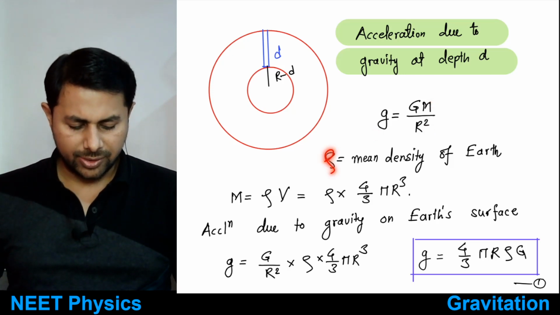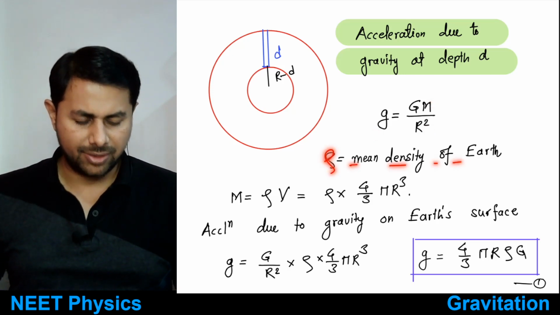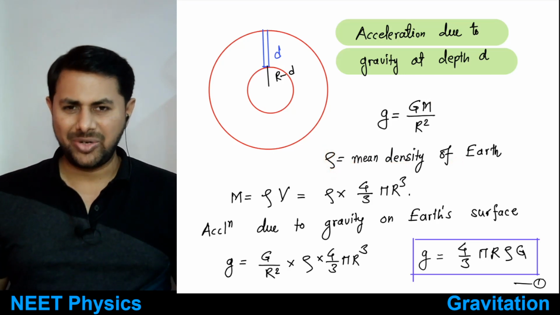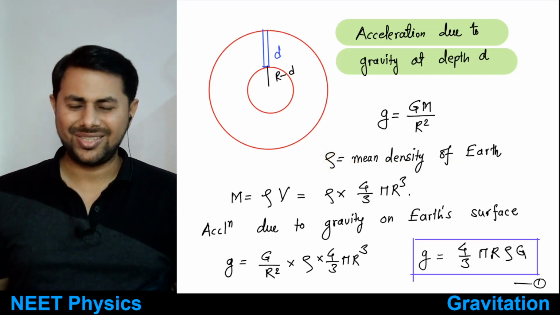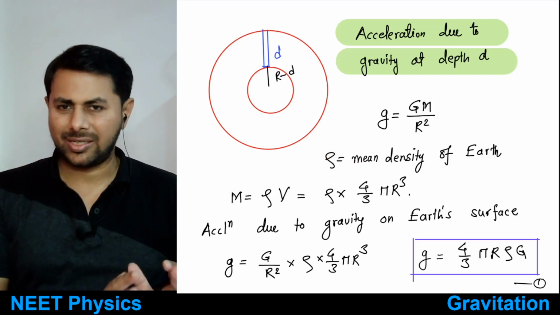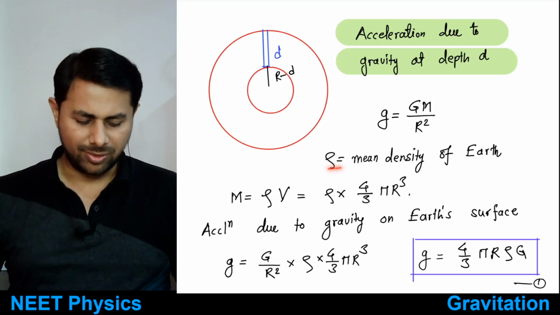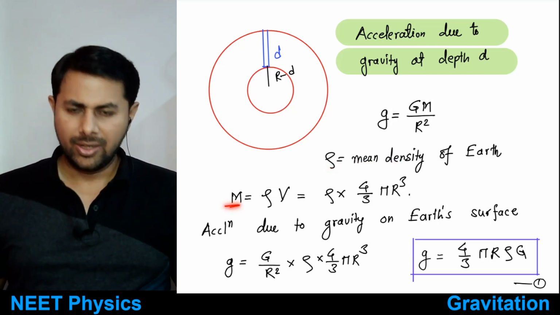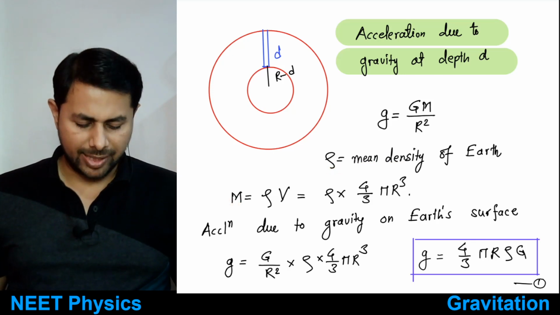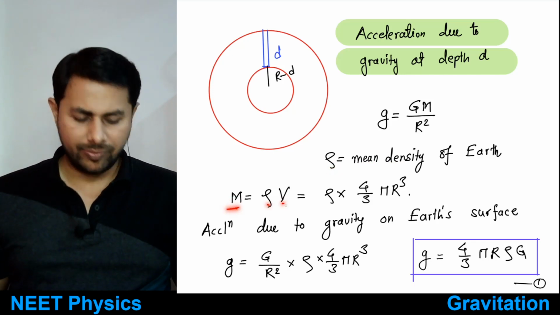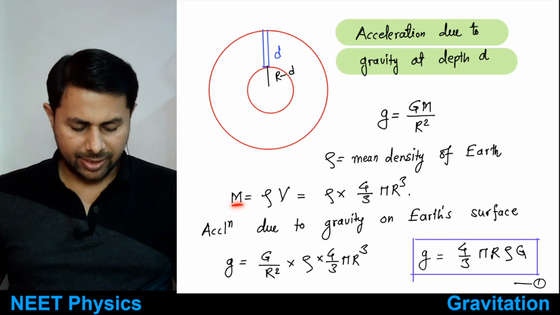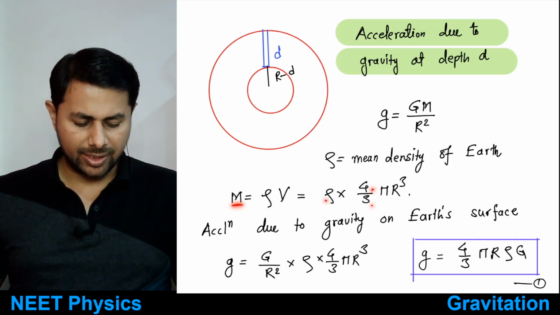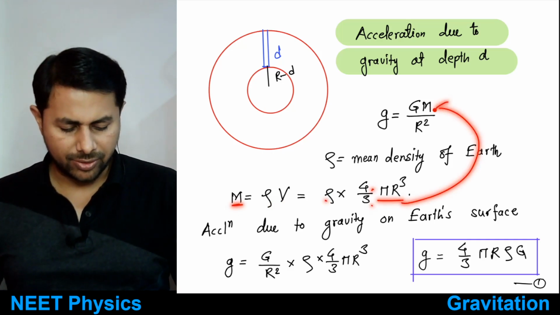Now suppose that rho is the mean density of the earth. Mean means average density. It's not like the density of the earth would be the same everywhere, but we are taking an average value for the density. Then we know that density is mass upon volume, so mass can be written as density times volume. Mass is rho multiplied by 4 by 3 pi r cube. You just put that over here.